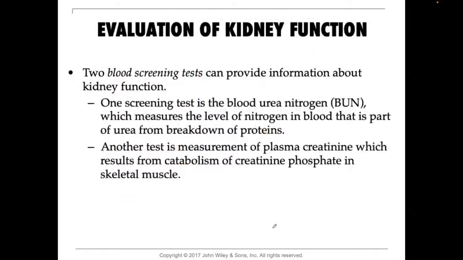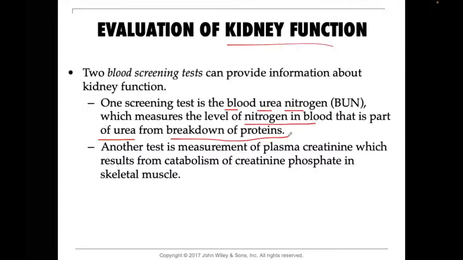But the two biggies, besides the urine test, for kidney function is looking at blood urea nitrogen, BUN, which measures the level of nitrogen in the blood, which is part of urea, which is from the breakdown of proteins. So on blood tests, there is a specific range for BUN, and if it's out of range, it is a red flag for kidney issues.